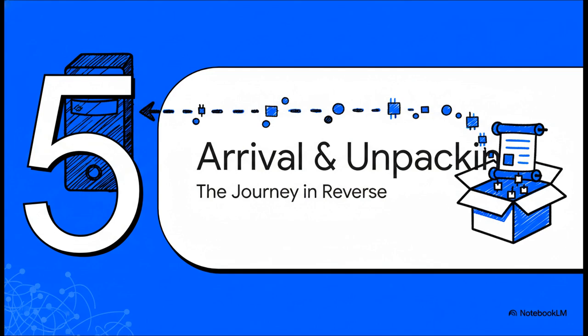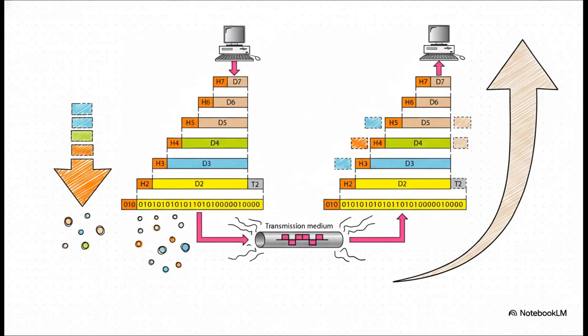And now the entire process we just watched happens in reverse. It's time to unpack the message. Check this out. It's the perfect mirror image of the journey out. The data comes in at the bottom as physical bits and starts climbing up the stack. At each layer, it strips off the header that its counterpart on the sender side added, revealing the package inside.